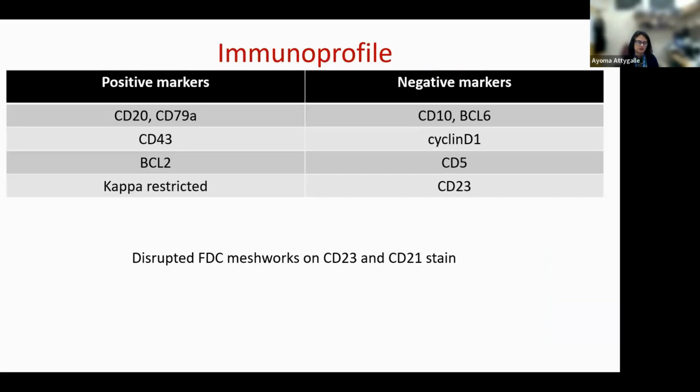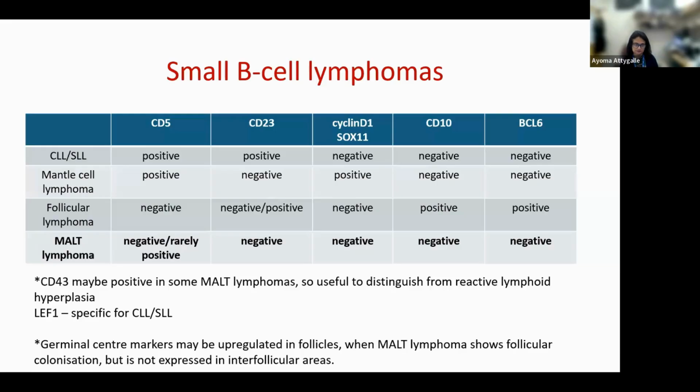So the immunoprofile is positive for pan-B markers CD20 and CD79a, CD43, BCL2, and it was kappa restricted. Negative markers were the germinal center markers, cyclin D1, CD5, and CD23. And you saw these expanded and disrupted FDC meshworks, which were seen on the CD21 stain and also on the CD23. So this is the table that I showed you.